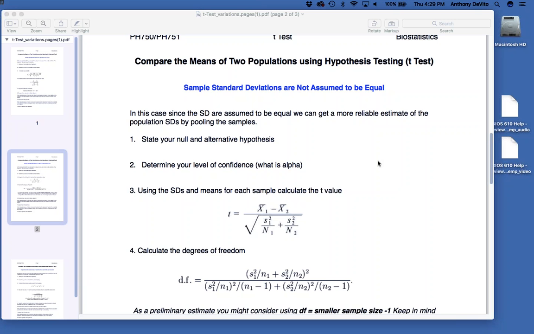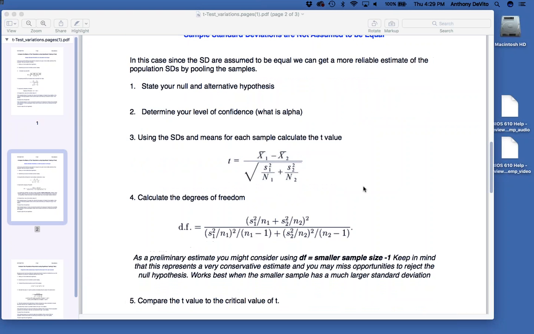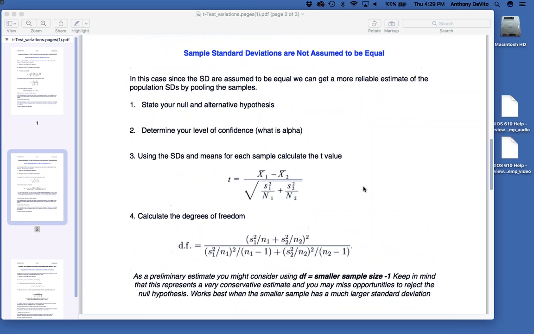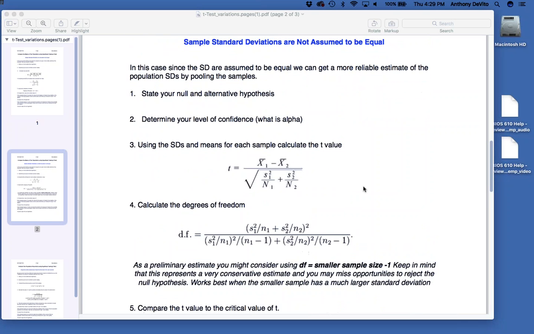But if you don't have that situation and one is less than half the other, or more than double the other, then you consider them not to be equal and you use this version of the formula. But again, look, it's the same. It's the difference of the two means on top, and it's the standard error on the bottom. Except this time the standard error is the standard deviation of sample 1 squared over the sample size, plus the standard deviation of sample 2 squared over the sample size, add them together, take the square root, and that's our standard error.